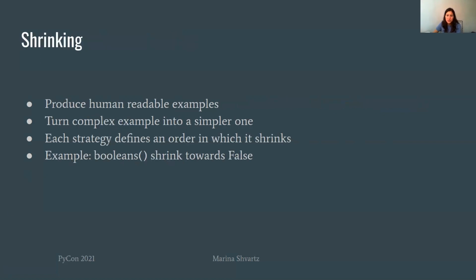Hypothesis tries to produce human-readable examples when it finds a failure. It takes a complex example that failed and turns it into a simpler one. For example, if a very long string fails, then it will try to find the shortest failing string. And this process is called shrinking. Each strategy defines an order in which it shrinks, and you can find in the documentation the definition for every strategy. You won't usually need to care about this much, but it can be worth being aware of it, as it can affect the best way to write your own strategies.